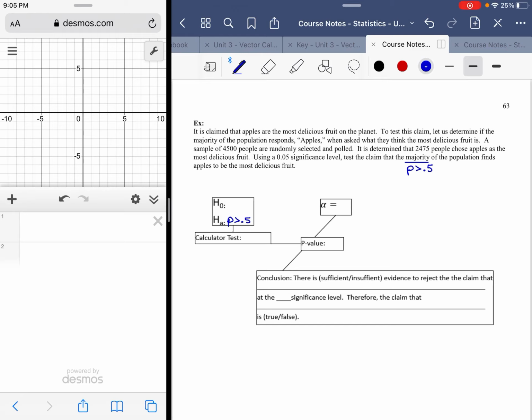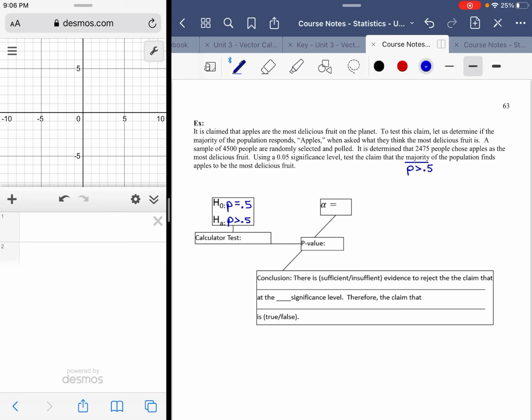The null and alternative hypotheses always go hand in hand in that they have the same structure, except the null always has an equal sign. So whatever the ingredients are of the alternative hypothesis, you're going to have the same ingredients for the null, except with an equal sign.